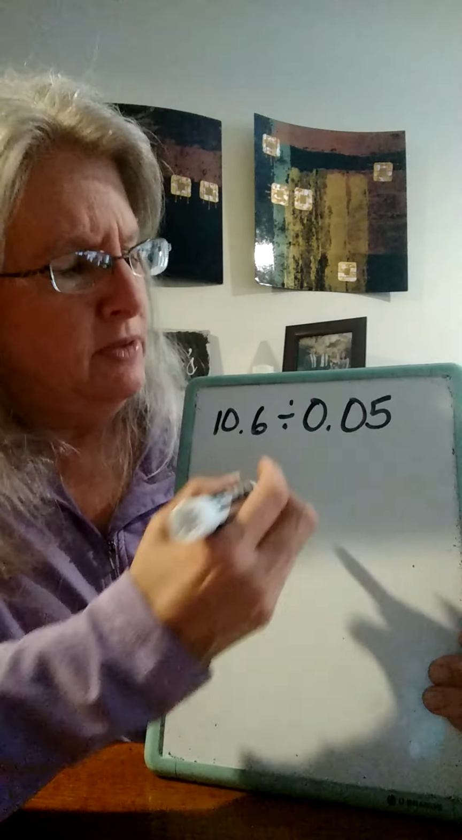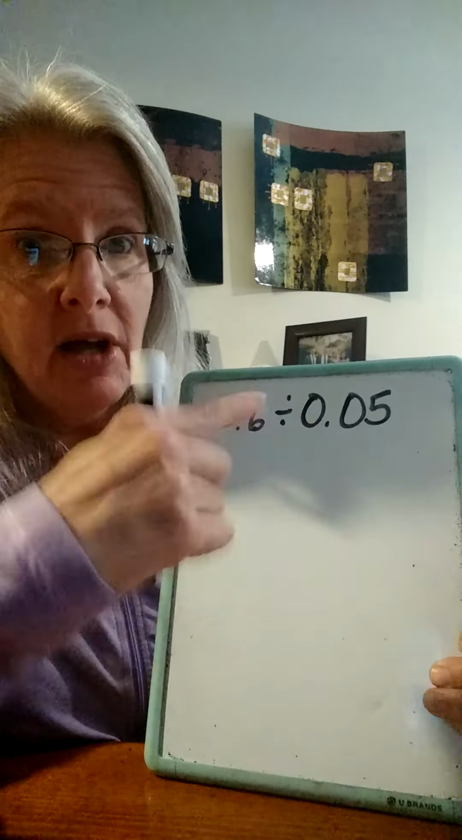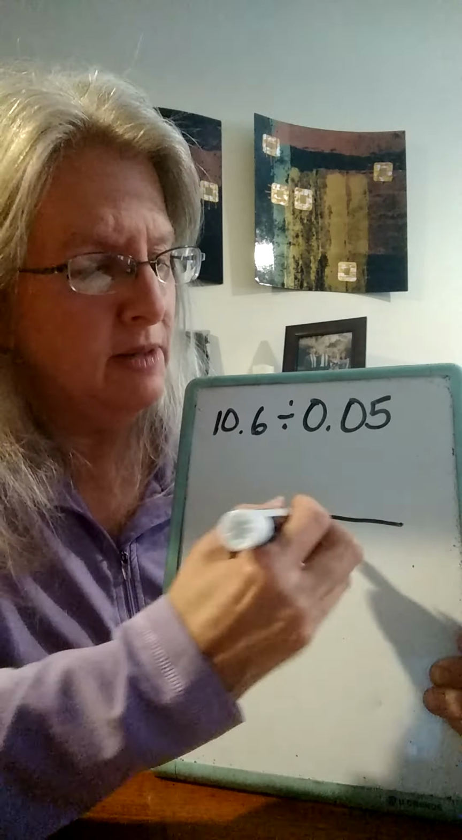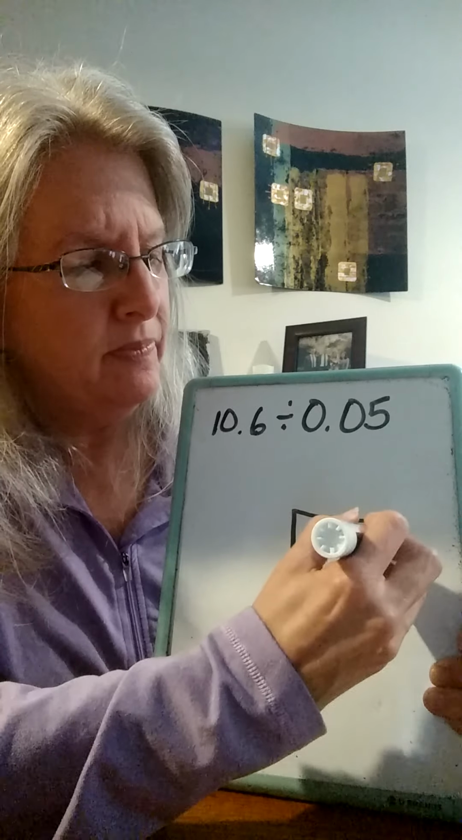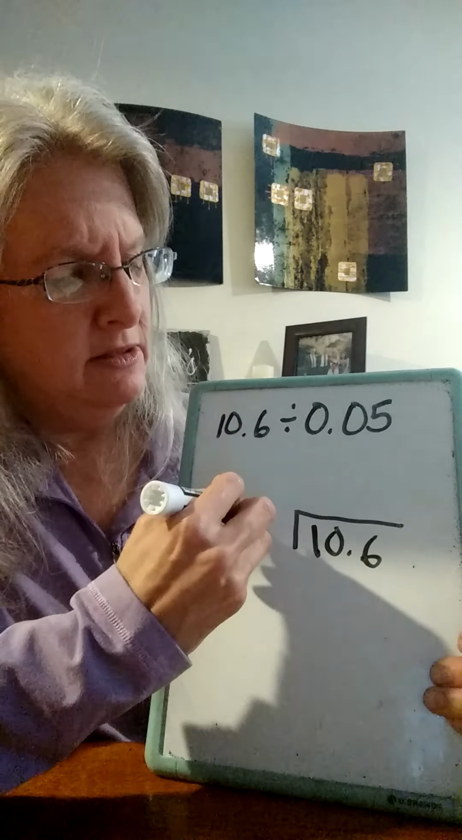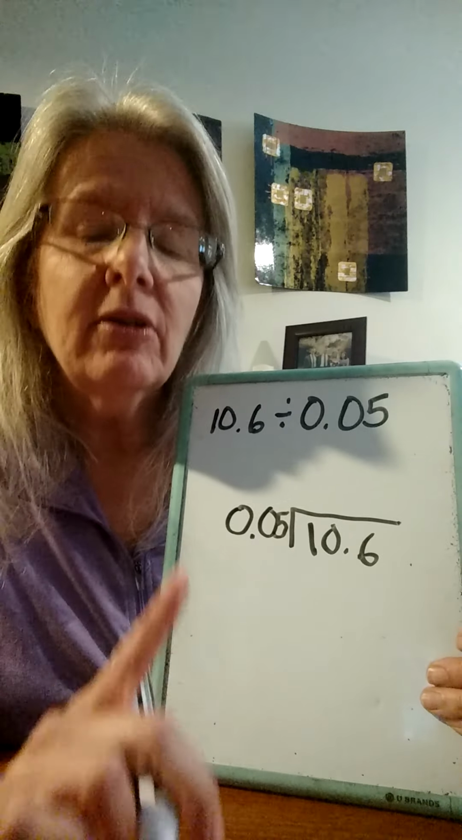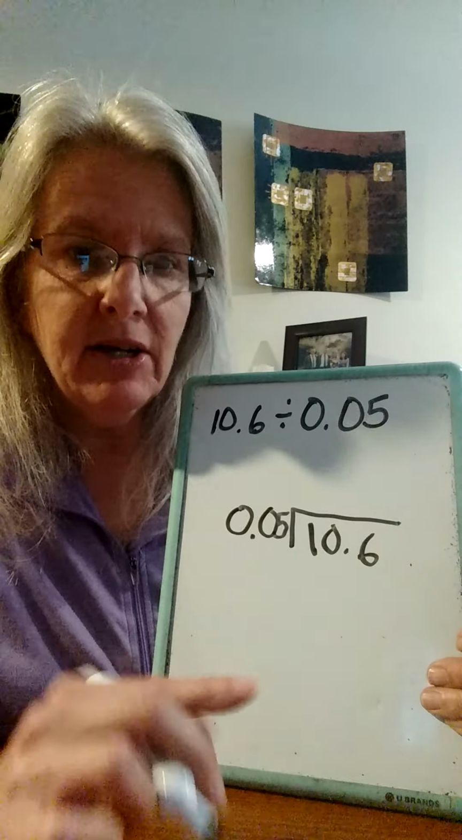This time we're going to have a decimal in both the divisor and in the dividend. So we're going to do 10.6 divided by 0.05. This is our problem. So again, remember the first number goes under the division bar. It's really important that you always put the first number under the division bar. We're dividing it by 0.05.